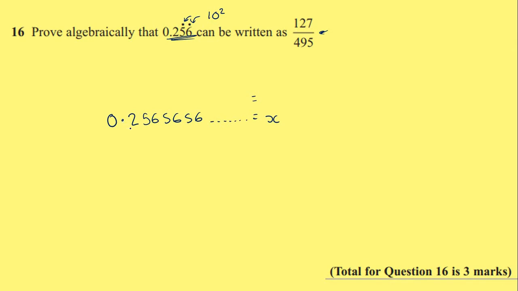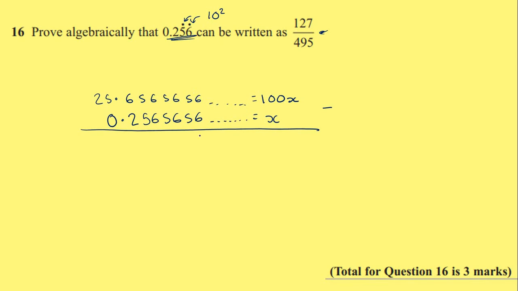When we multiply by 100, we'll get 25.656565 blah blah blah. So it'll be 25.65656656... equals 100x. Okay, that's taking this value and multiplying it by 100. Now, what we're going to do is we're going to do a subtraction.